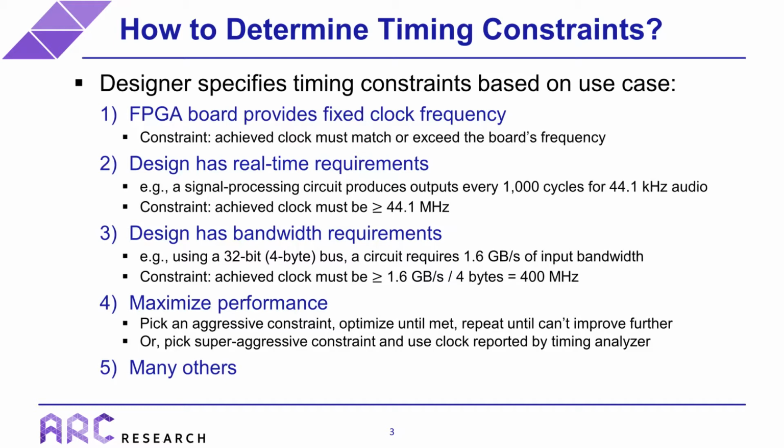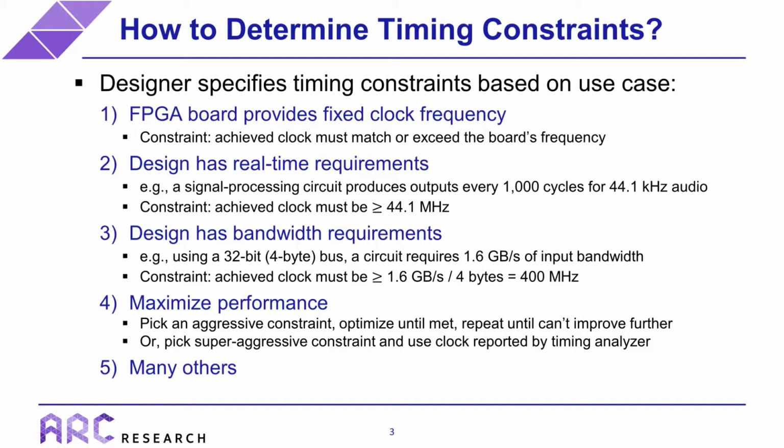A fourth situation, which is something that I work with frequently, is when you just want to maximize performance or maximize the clock frequency of your design. So in this case, you don't have a specific timing constraint in mind up front. So what you might do is pick an aggressive constraint, perform timing optimization until that constraint is met, and then basically repeat this process until you can't improve the clock frequency anymore. Alternatively, it's also reasonably common to pick an aggressive constraint that you don't expect to actually be met, and then just fall back to whatever clock frequency is actually reported as safe by the timing analyzer.